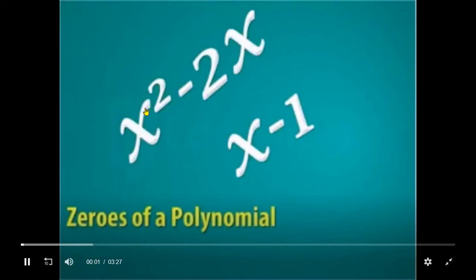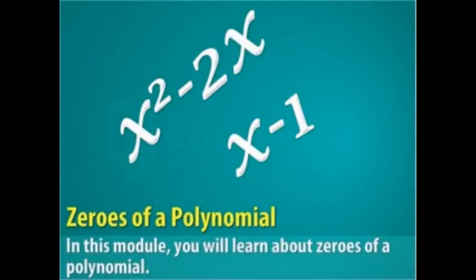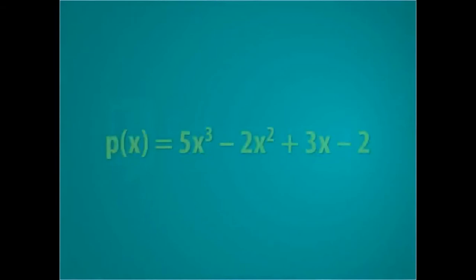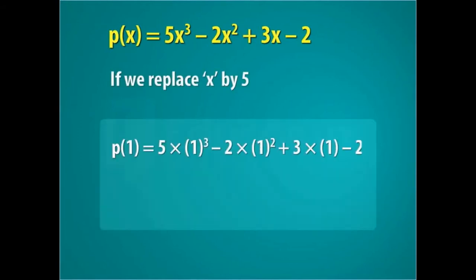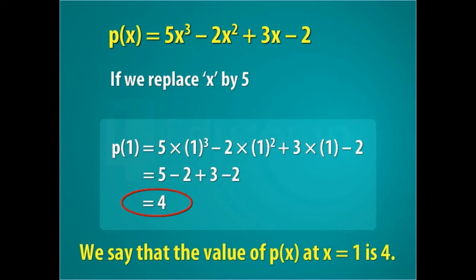Zeros of a polynomial. In this module, you will learn zeros of a polynomial. Look at this polynomial p of x. If we replace x by 5 in this polynomial, we get 4. We say that the value of function p of x at x is equal to 1 is 4.